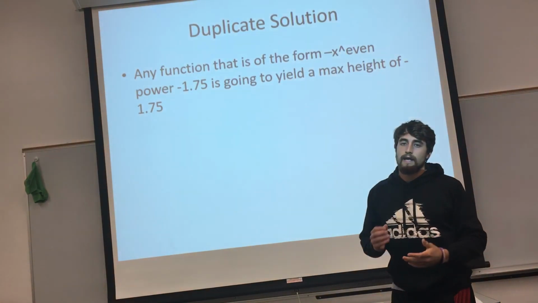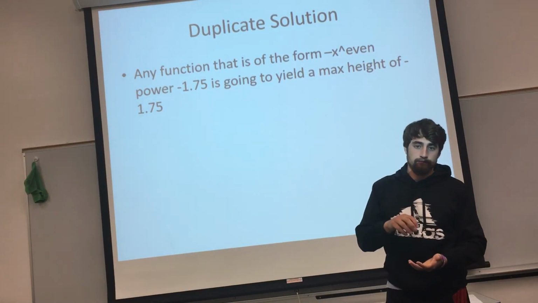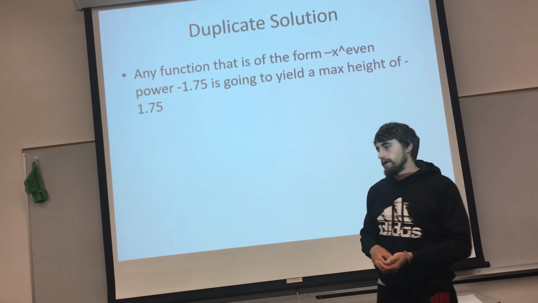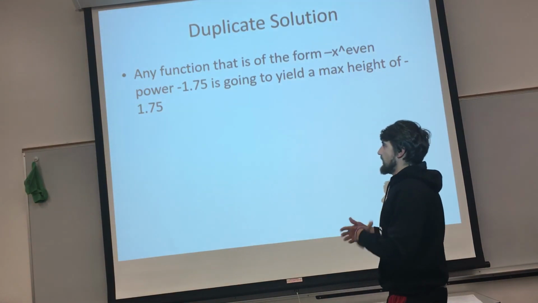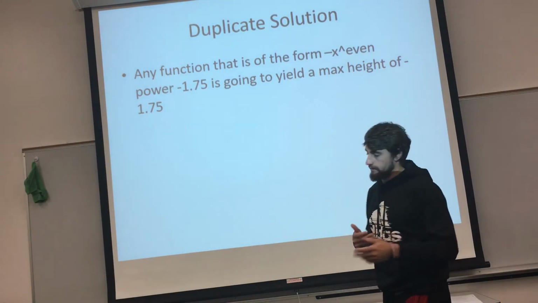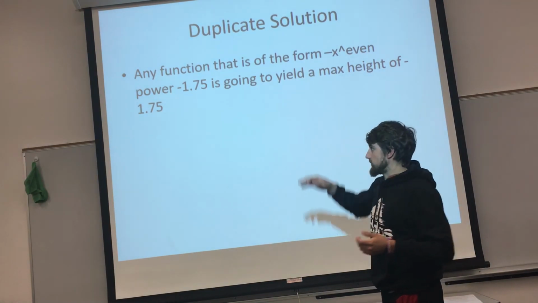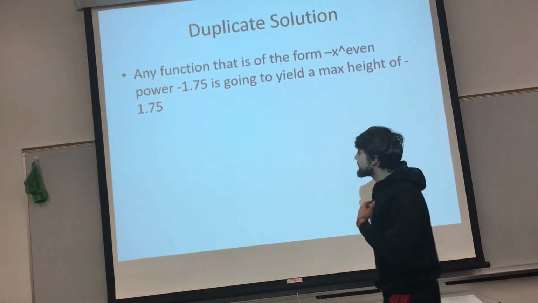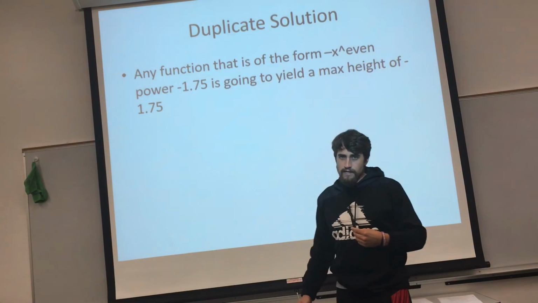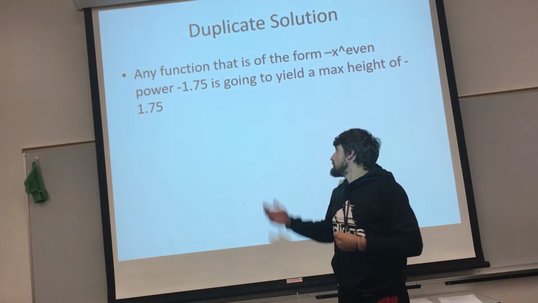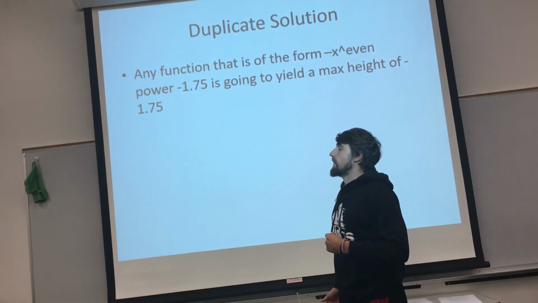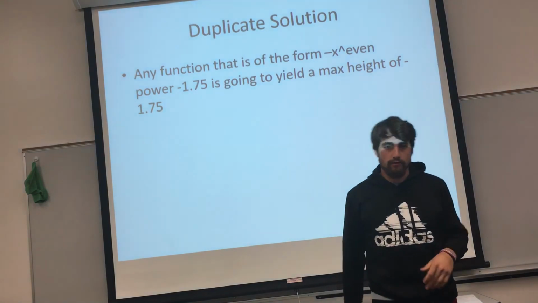So of course the max height occurs at x equals 0, and when we plug x equals 0 into any function, no matter what power it is, it's going to be 0, and then when we subtract 1.75 from it, it makes the max height negative 1.75. So that was just a quick duplicate solution.